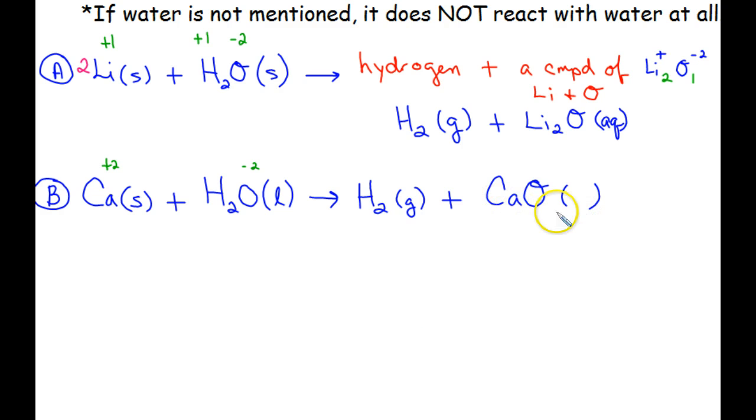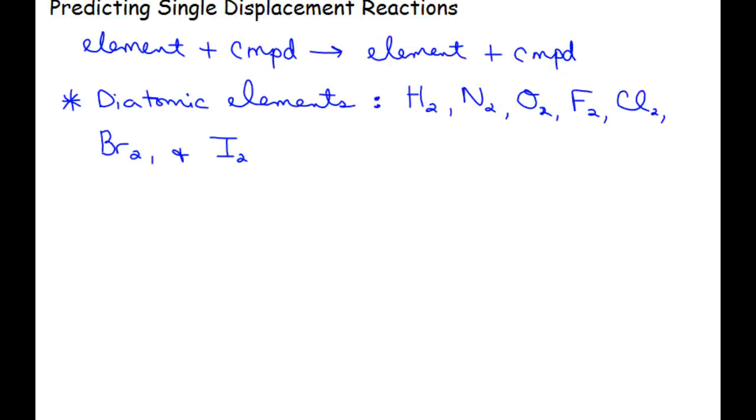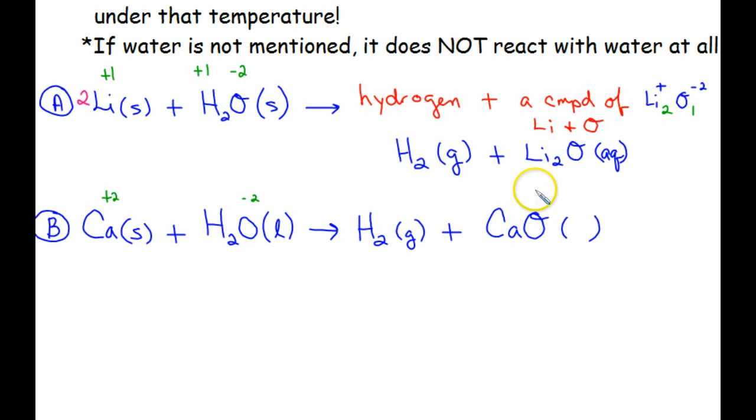Now, we don't know if that's going to be aqueous ions or solids, so let's check our solubility rules. Insoluble. Oxides are insoluble except group 1 metals, calcium and barium. So according to this, calcium oxide is actually soluble. So we will indicate aqueous for that state. And I apologize that my program is not keeping my place.